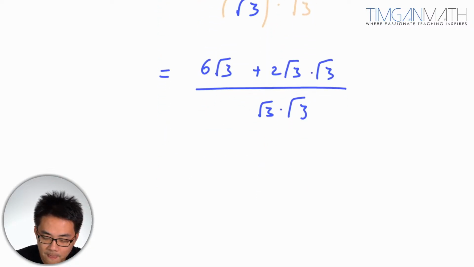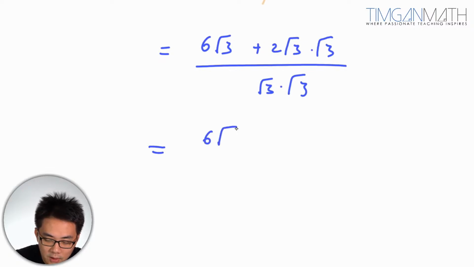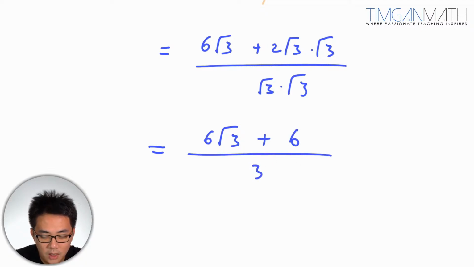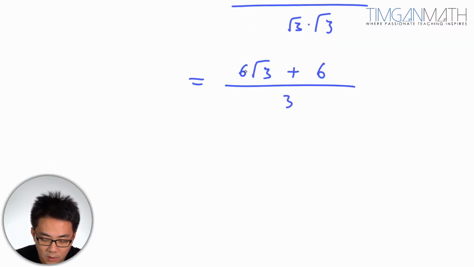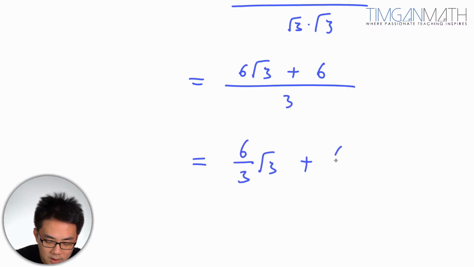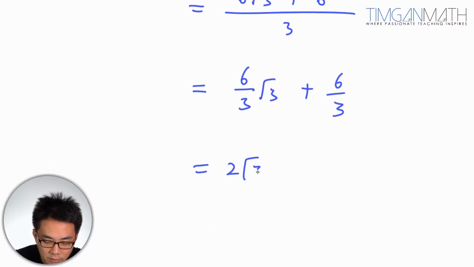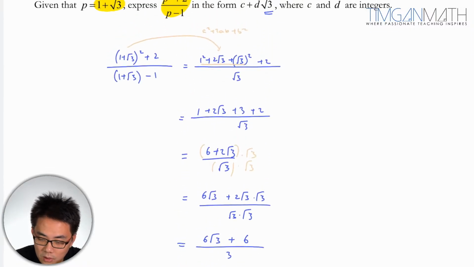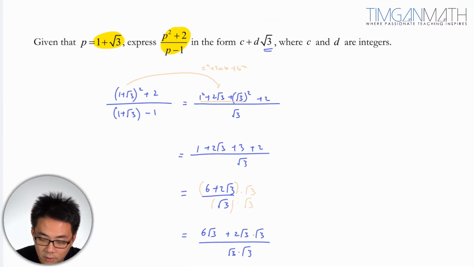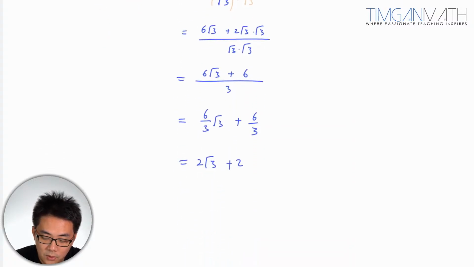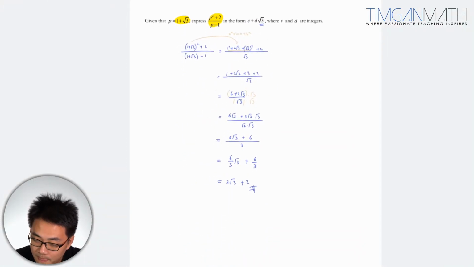Just expand it in. And this will quickly give us 6 root 3 plus 2 times 3, which is 6, over 3. Once this is done, we're just going to divide. So 6 divided by 3 root 3 plus 6 divided by 3. 6 divided by 3 will be 2. So this is 2 root 3 plus 2. So what is the c? We want the form c plus d root 3, with integers. So this is 2 plus 2 root 3. So this is your answer here.